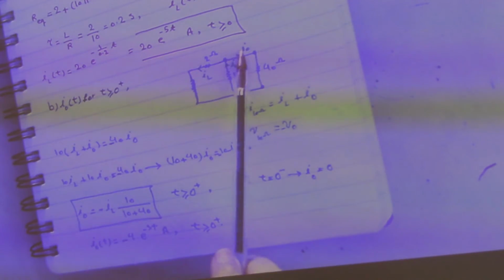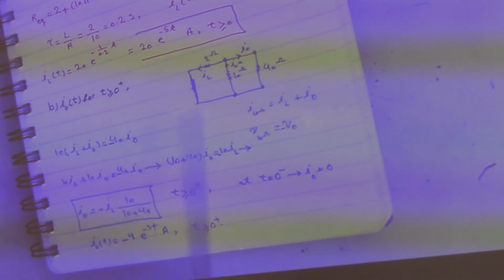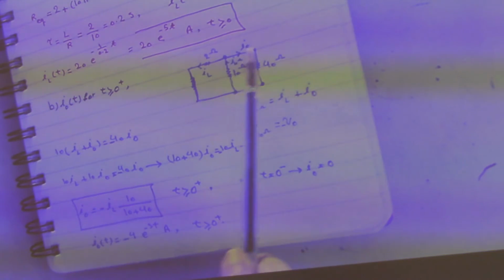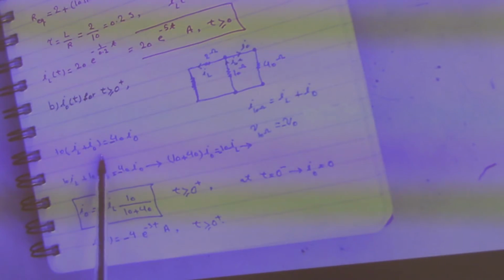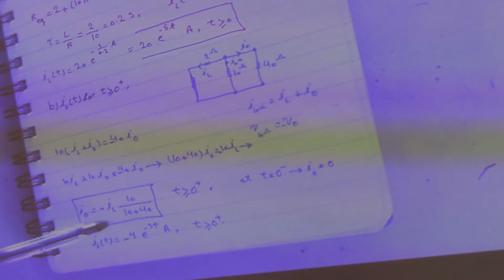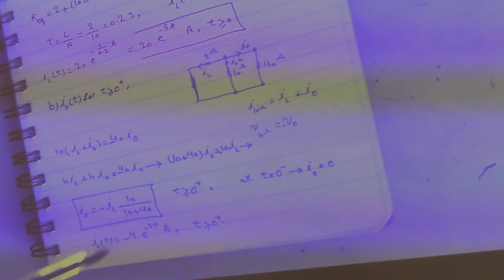So minus 40 times I naught is equal to 10 times this current, I 10 ohms. So what is I 10 ohms? I naught plus I L. So from here, you can find the relation between I naught and I L. So 10 over 50 times minus IL. You already have the function for IL, so we just substitute this one into this, and you will get this.